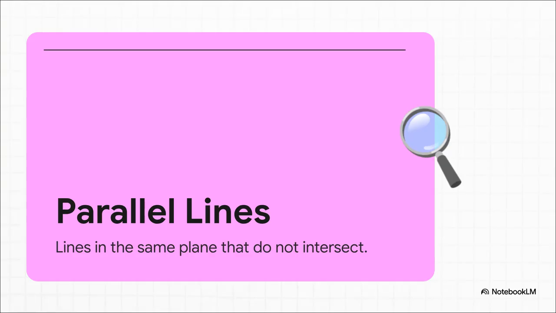The definition sounds really simple, but it's super precise. There are two key ingredients. First, they have to be on the same flat surface. We call that coplanar. And second, they just never intersect. Ever. No matter how far you stretch them out into infinity, they just run alongside each other forever.